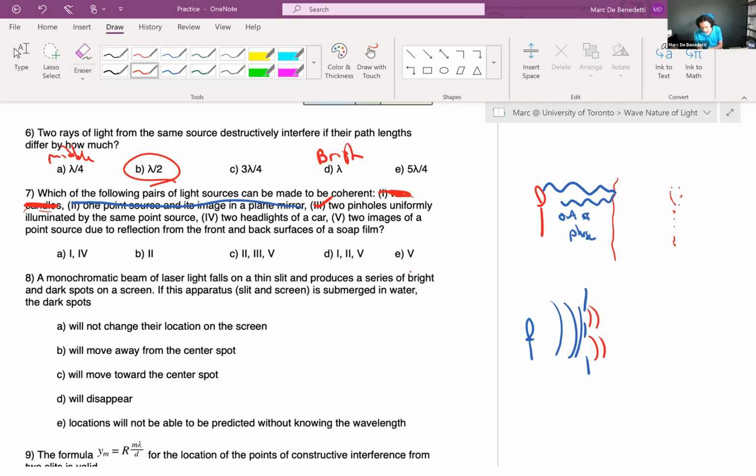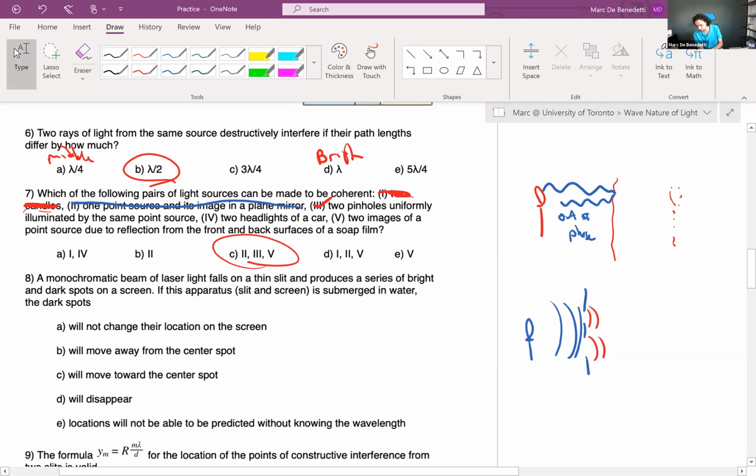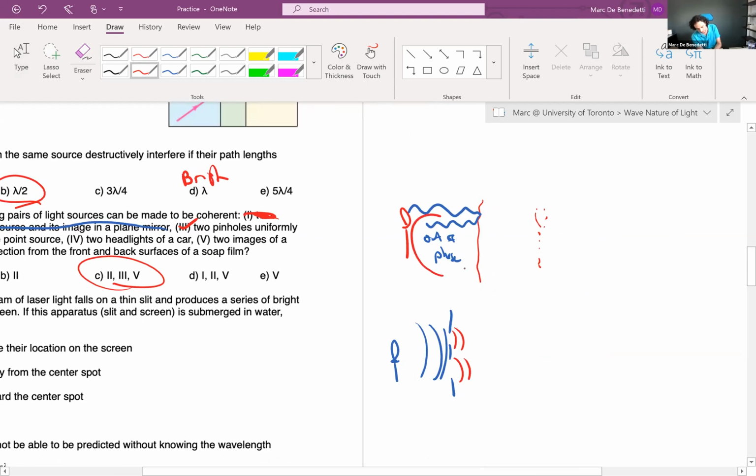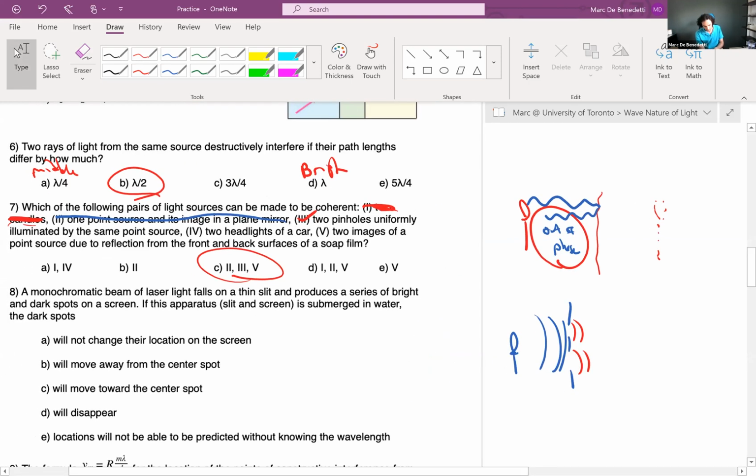Well, actually, we know 3 has to be right. The only one with 3 in it is 2 and 5. So what did I say 2 was? Two light sources: one point source and its image in a plane mirror. I'm pretty sure that's out of phase when it hits. That's the same principle as an image in a plane mirror. I'm reasonably sure that'll be out of phase.